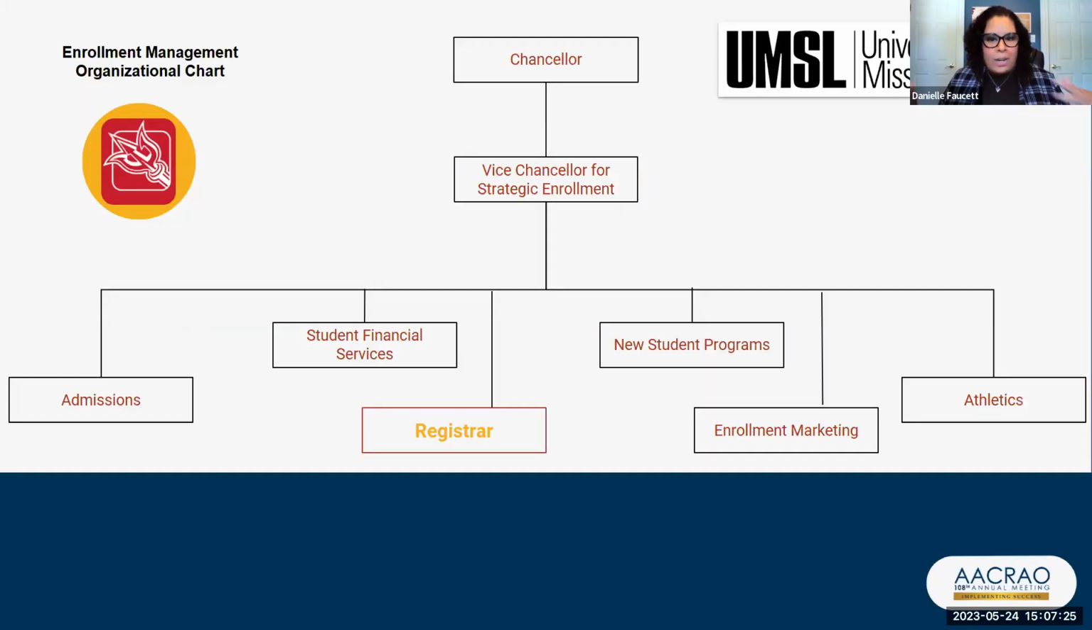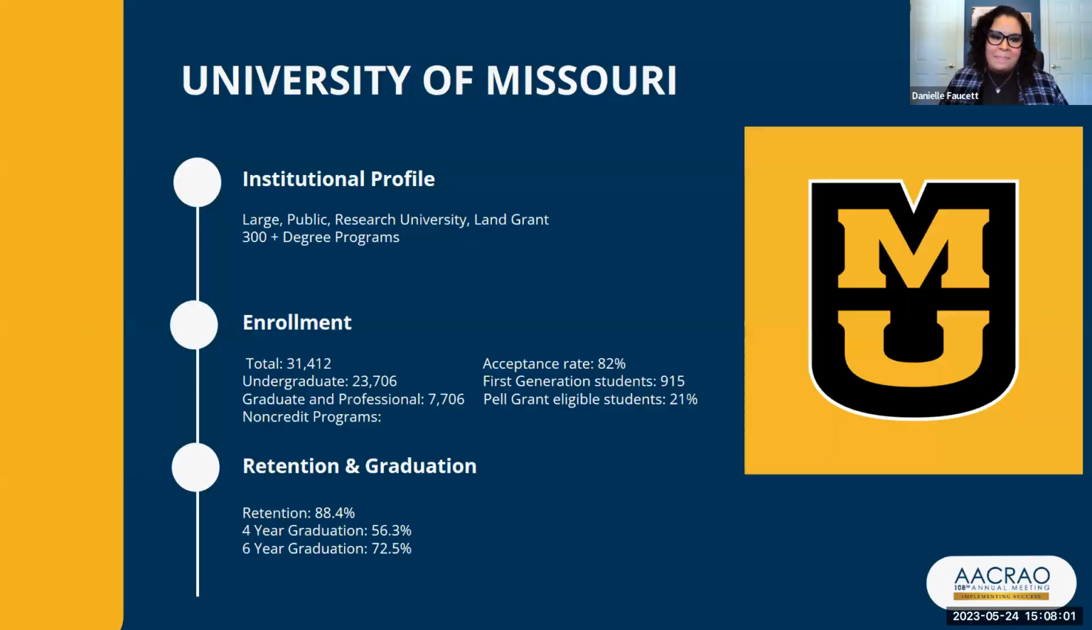Our enrollment organizational chart looks a little bit different than NYU and MU's because our registrar's office reports directly to the vice chancellor for strategic enrollment, who then also reports directly to the chancellor. So we're not under student affairs, we're not really under academic affairs, we're kind of our own little world here, and we work directly with admissions, student financial services, new student programs, enrollment marketing, and athletics. However, I would like to note that like most universities, student success is everyone's responsibility. And here at UMSL, it is technically managed by the Office of the Associate Provost for Student Success, which is housed in academic affairs. And I'll turn it over to Victor.